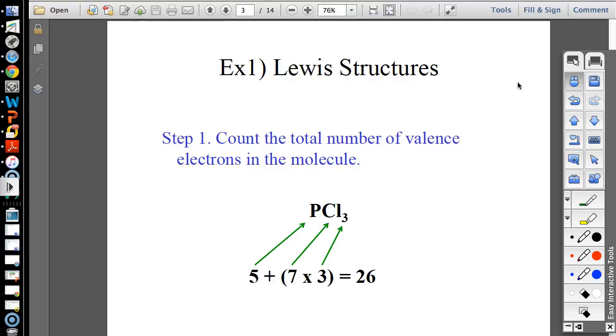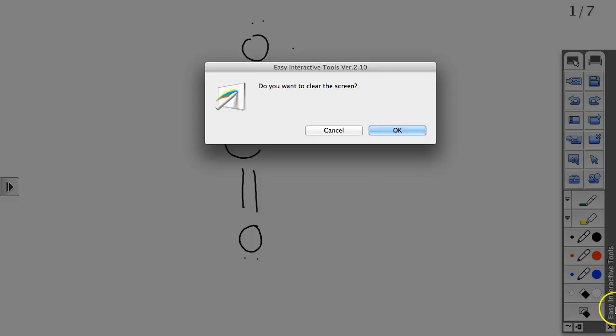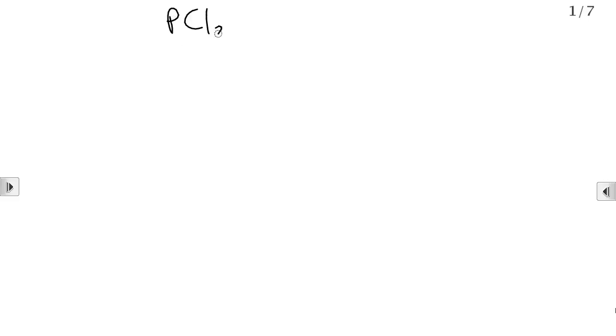And so let's start. This is where I'm going to leave the PowerPoint, and I'm going to go over here, and I'm going to tell that goodbye. So this is what you do. You have your compound. Make sure it's covalent, right? And so it is. But the first thing you're going to do is you're going to count your valence electrons.